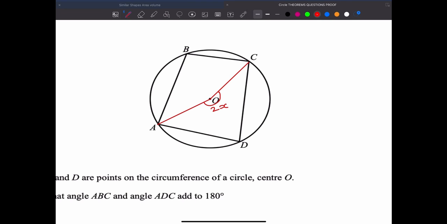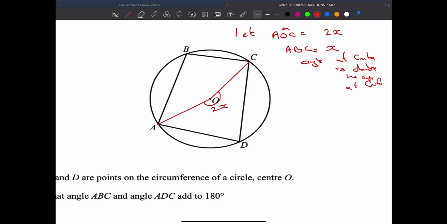Okay, so let AOC be 2x. So what is ABC? It's x, because angle at center is double the angle at circumference. So that's x. Then what about this angle? 180 minus 2x, because not 180. How could it be 180? 360 minus 2x, because remember it's a point, and if this is 2x, that's 360 minus 2x.